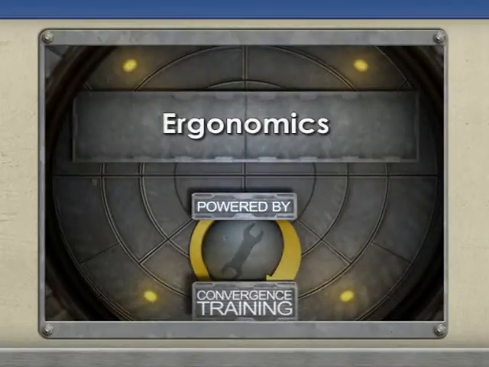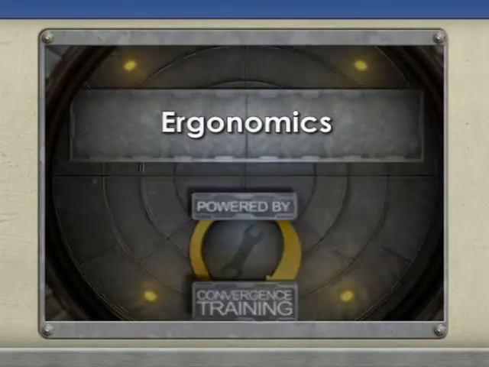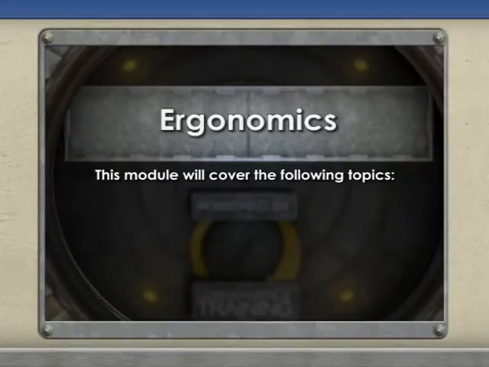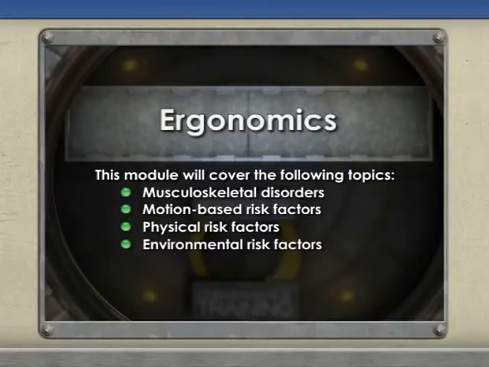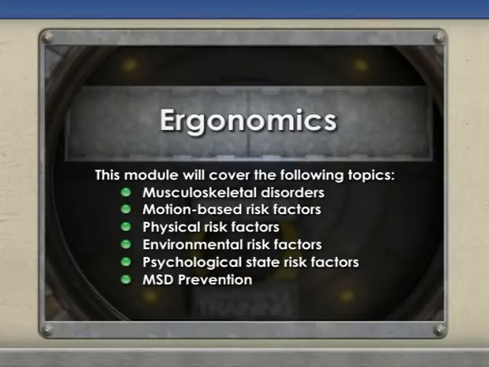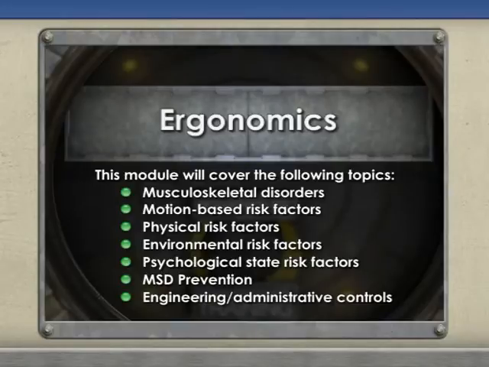Welcome to the Ergonomics training module. This module will cover the following topics: musculoskeletal disorders, motion-based risk factors, physical risk factors, environmental risk factors, psychological state risk factors, musculoskeletal disorders prevention, and engineering and administrative controls.